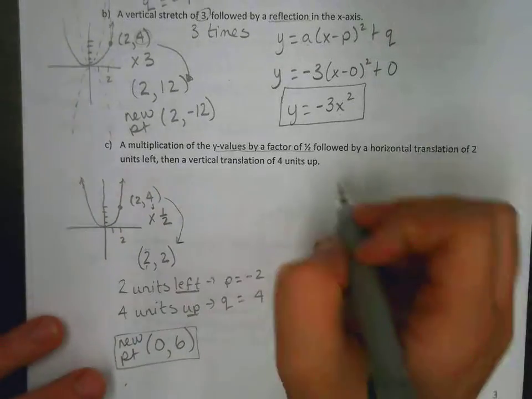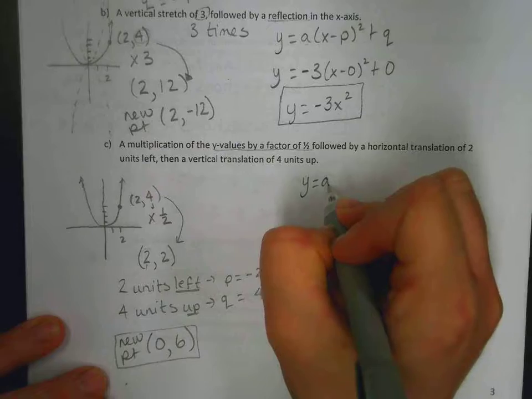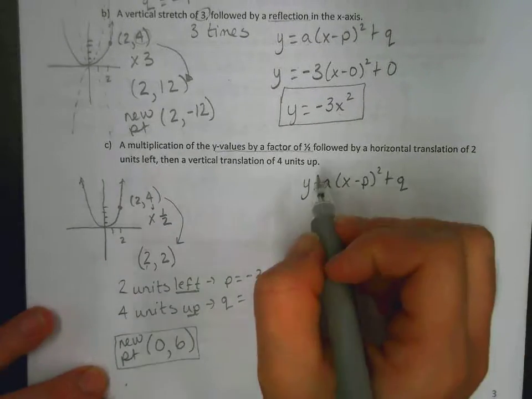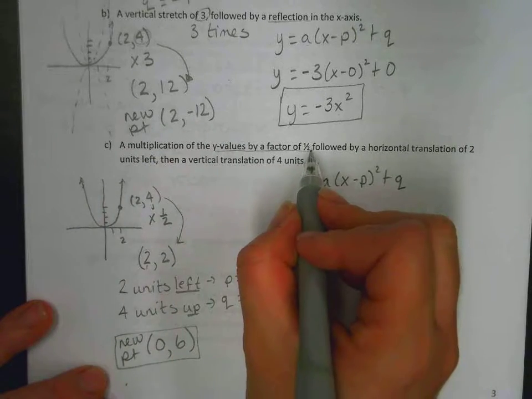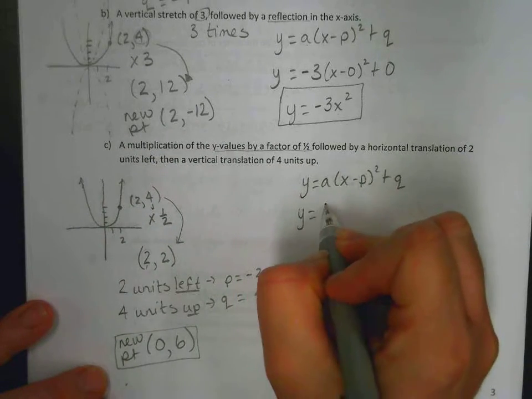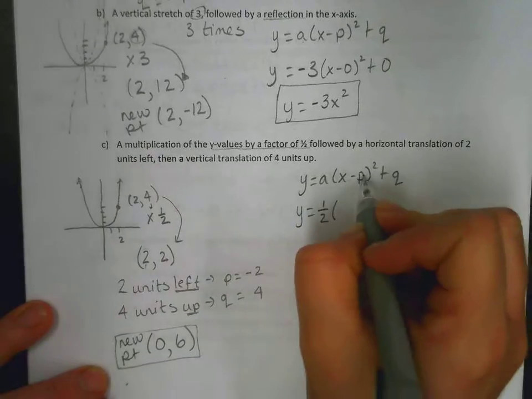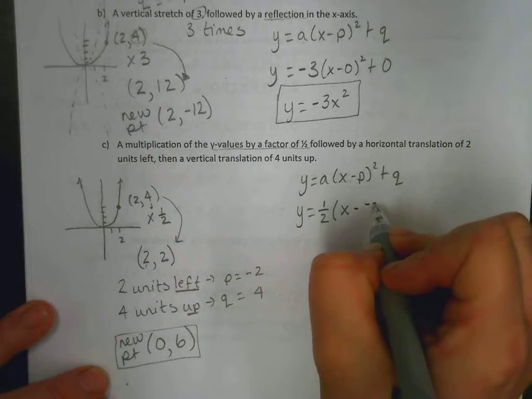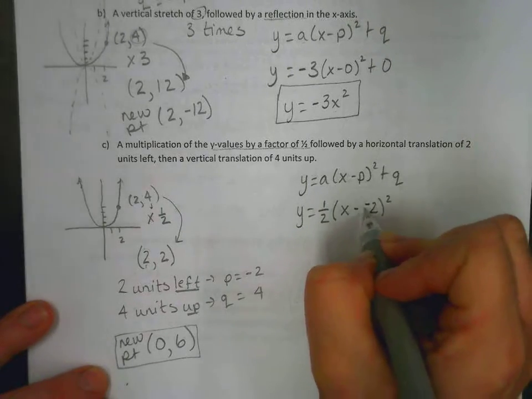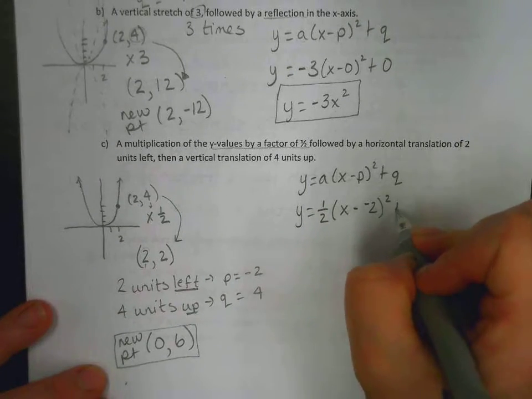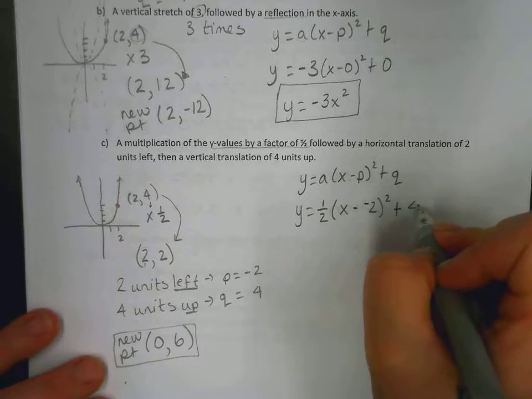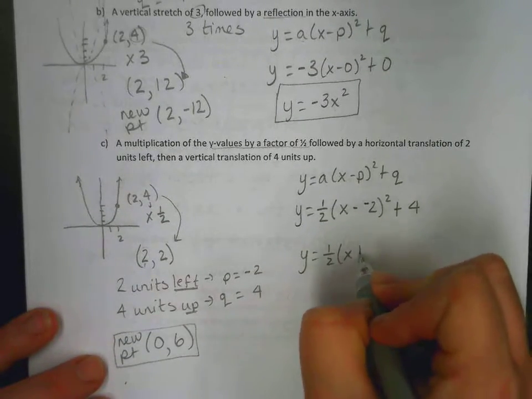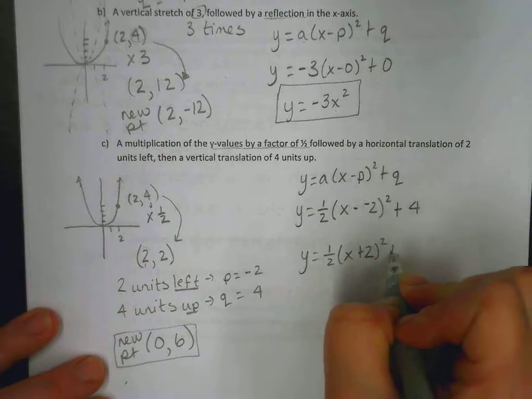All right, so now let's write our new equation. So y equals a bracket x minus p squared plus q. So I'm first going to apply my stretch factor, which was 1/2. So my a value would be 1/2. My p value is a negative 2. So when I substitute a negative 2 in here, this changes this to become a positive. And then I'm going to have a plus 4. So my equation would be y equals 1/2 (x plus 2) all squared plus 4.